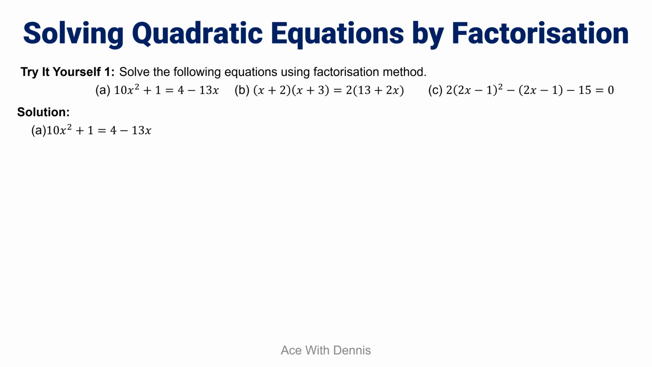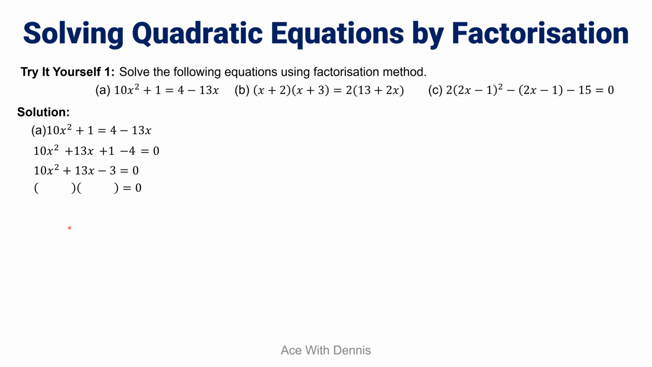Okay, now here's the solution for A. 10x squared plus 1 equals 4 minus 13x. And as you can see from here, the x squared term here is positive at the left hand side. So I will just keep it at the left hand side. So that means I have to move these two terms to the left hand side. So it will become 10x squared plus 13x, because I moved this negative 13x to the left hand side. And then plus 1, which is this one, and minus 4 equals 0. So simplify, I will get 10x squared plus 13x minus 3 equal to 0.